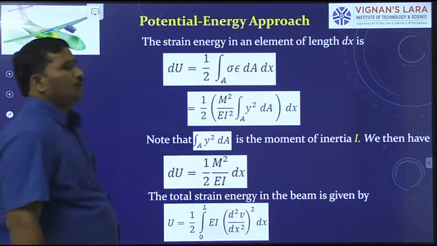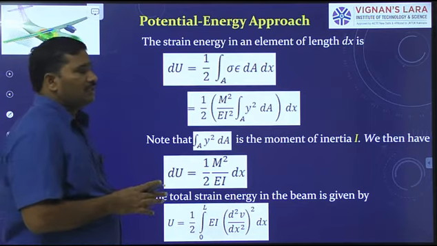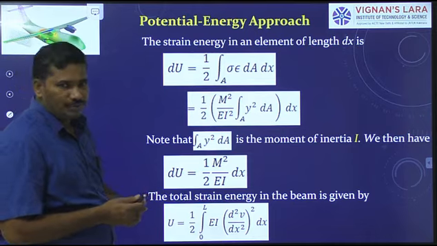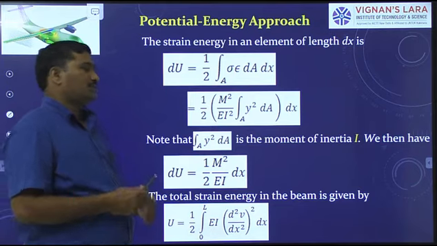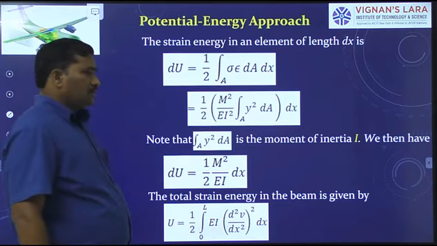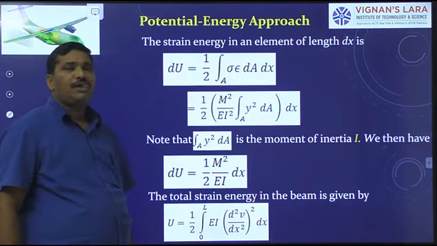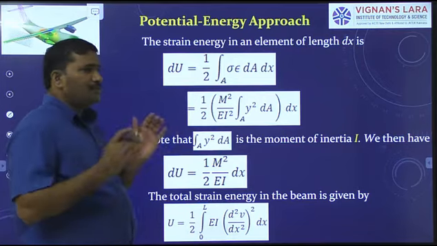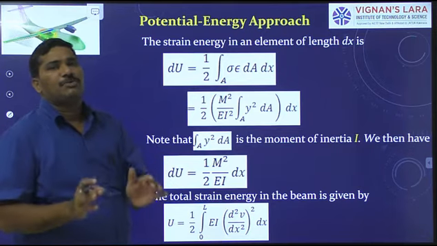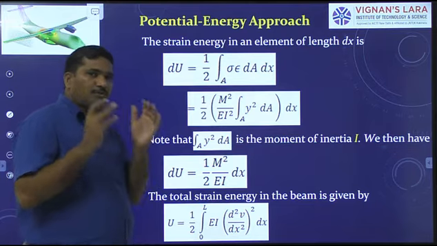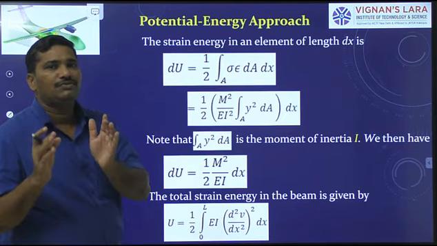Now, we know that the finite element formulation is done for all the one-dimensional problems using the potential energy approach. We can express the potential energy of the beam as the sum of the strain energy of the beam and the work potential. Work potential is due to the work done by the external forces.